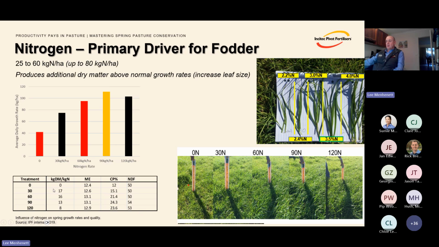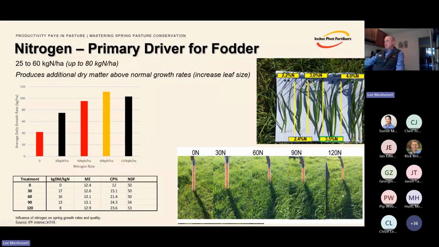So interestingly, when we look at this nitrogen trial, you can see the increased nitrogen rate, and the kilograms of dry matter that we've produced for every kilogram of N. You can see them dropping back, and that's just an efficiency point: the more you put on, the less efficient it tends to be. But you can see what's happened with the energy. We've got really good energy levels over that 10.5 ME, which is really important, and that's that quality piece that we talk about.